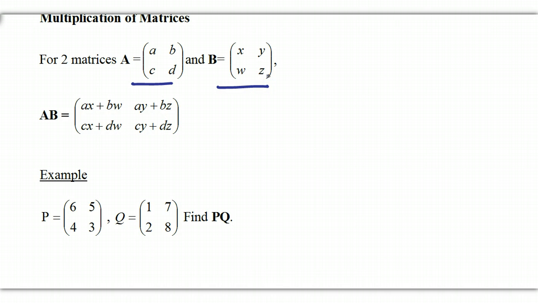For two matrices A and B, if you have A equals to a, b, c, d, and B equals to x, y, w, z, you will find that this gives you AB. And how do you actually get the product of AB? You may find it easier.